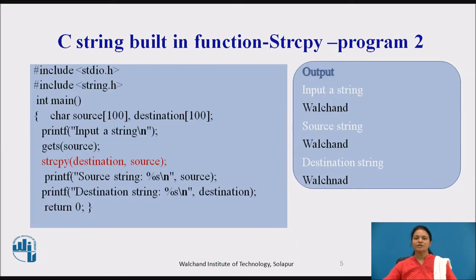Now one more program, only here we have changed the definition of the string. Here again char source and destination are capable of storing 100 characters, and then we print input a string, and we get the string with the help of gets as source. And then we are using strcpy, the library function, destination comma source. So the source string will be copied into the destination. Then we print the source as well as the destination. Here the output is shown. The input string I have given is Walchand. Now after using strcpy, the source string will be Walchand and the destination string will also be Walchand.